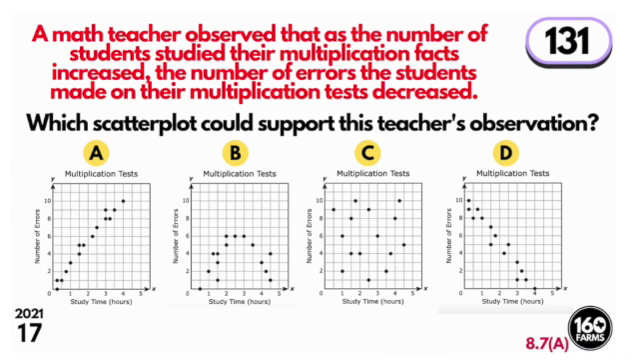Number 17. A math teacher observed that as the number of students studied their multiplication facts increased, the number of errors the students made on their multiplication test decreased. Which scatter plot could support this teacher's observation?